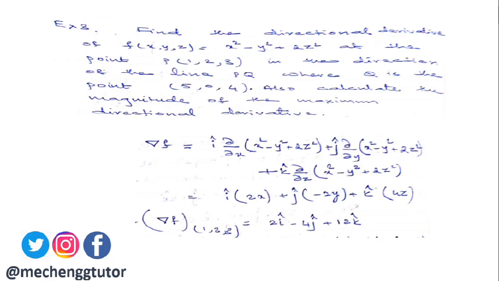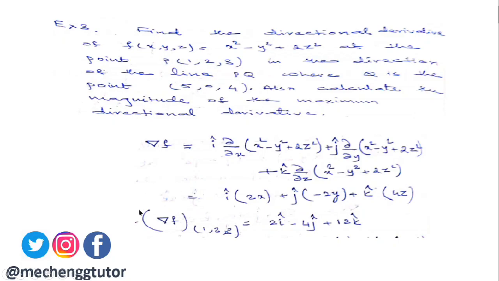It is i into ∂/∂x of the given function x² − y² + 2z², plus j into ∂/∂y of the value of f, and k into ∂/∂z of the value of f. Partial derivatives you are already familiar with. So i into 2x we get, j into −2y we get, k into 4z we get.